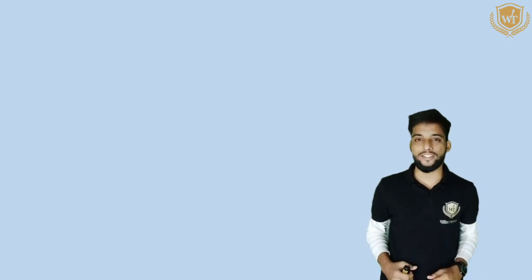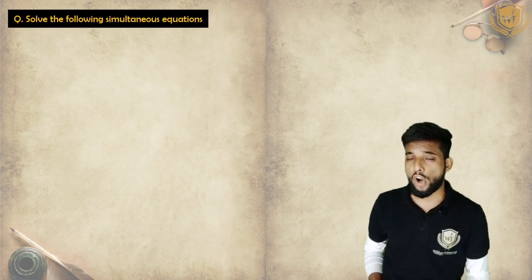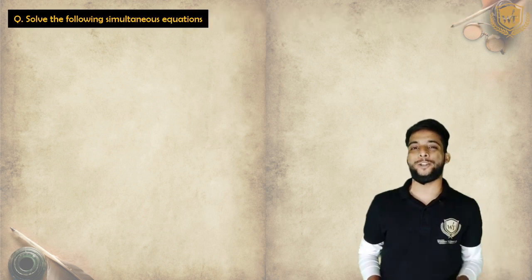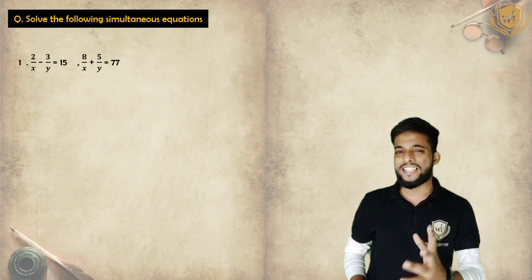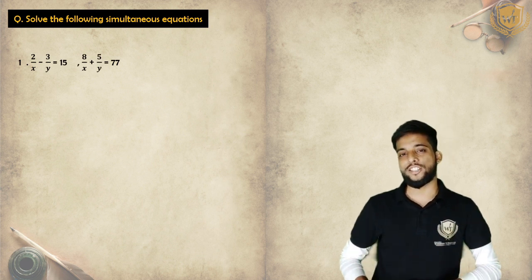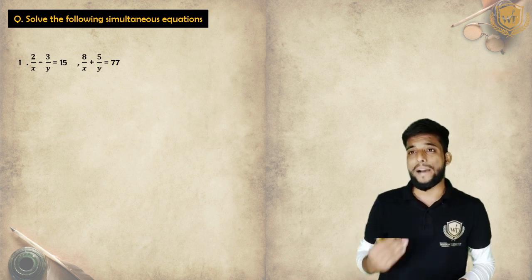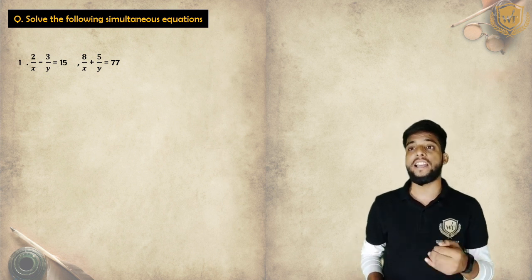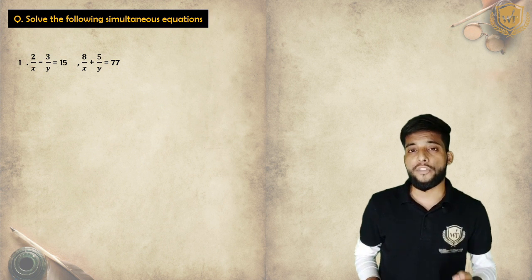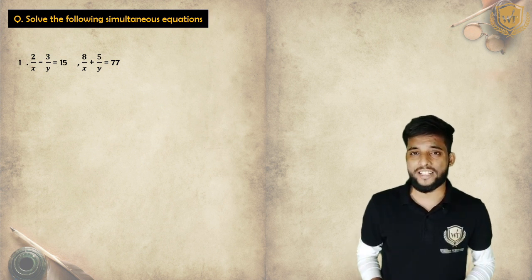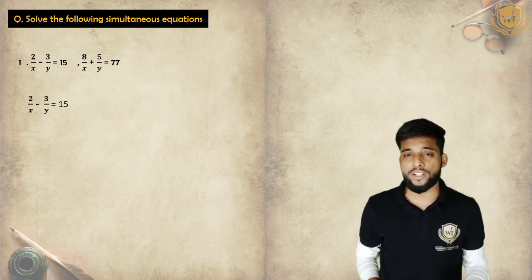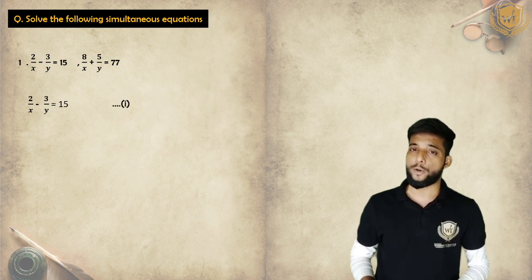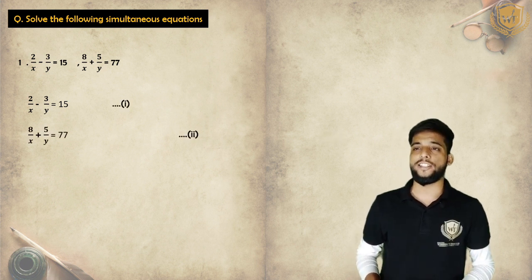Let us start, students. So students, now we're going to solve some equations which are not linear but can be converted into linear equations, right? Let us take some examples. Now we have a question on the screen, 2 upon x minus 3 upon y equals 15. That is the first equation. 8 upon x plus 5 upon y is equal to 77. Step number 1, simple students. Number both the equations. Okay, equation number 1, equation number 2.